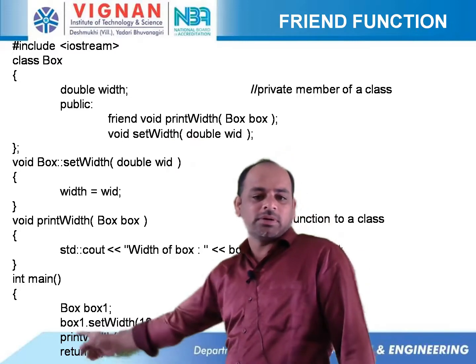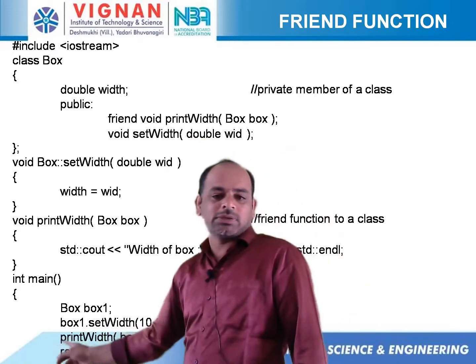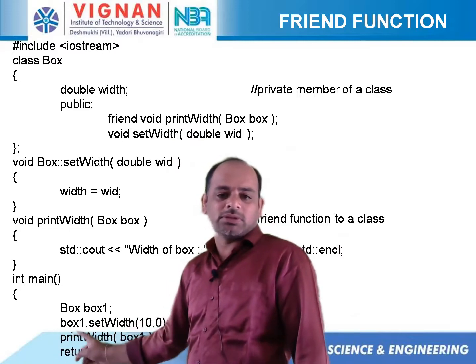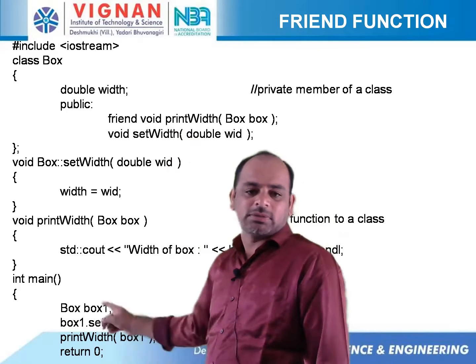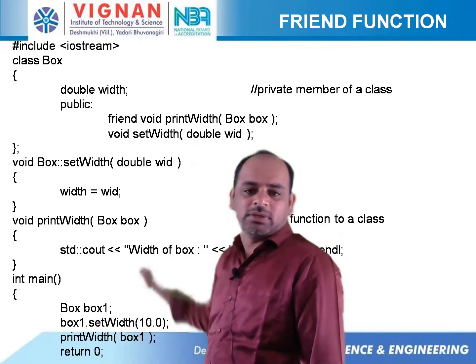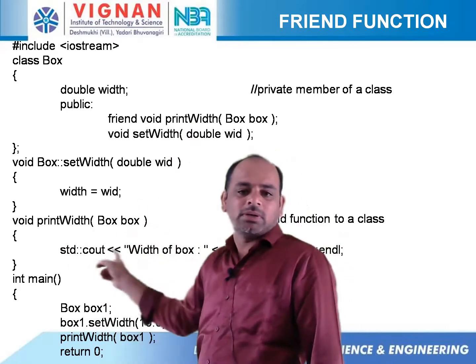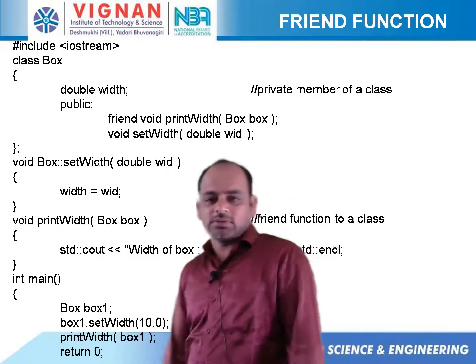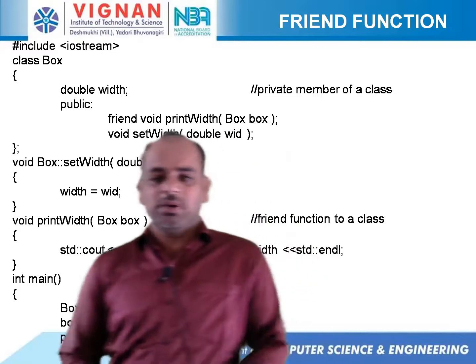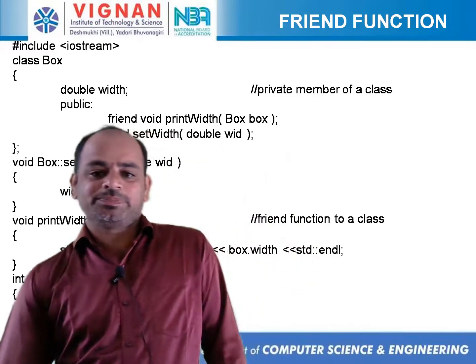Print width. We are not using any object name before it to call this function. So print width, passing the object, that is box one as an argument. Then this function will be called and executed, and finally return 0 here. This is about how the friend function works, right?